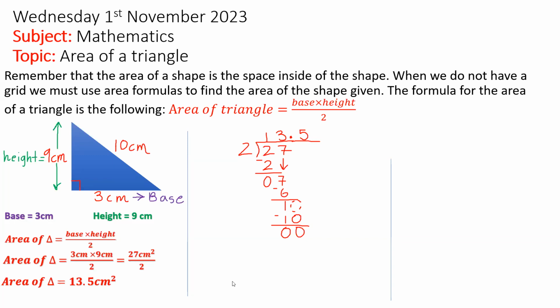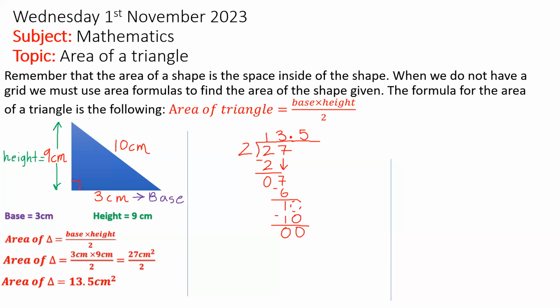Zaria, do you understand how to do this? Yes, sir. Good. Can you explain how we got the area of the triangle? You have to multiply the base, which is 3 centimeters, by the height, which is 9 centimeters, and divide by 2, which gives you 13.5 centimeters squared. Very good.